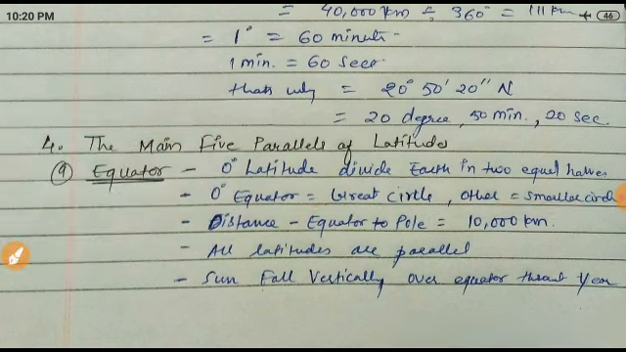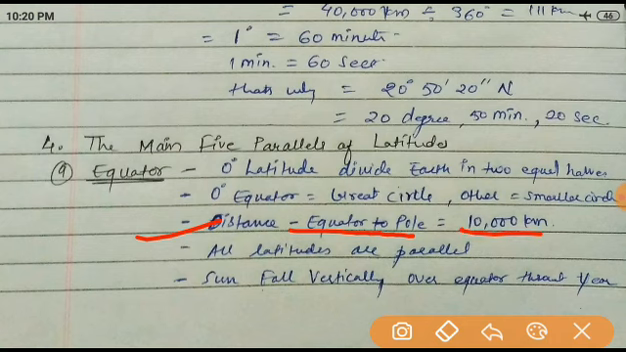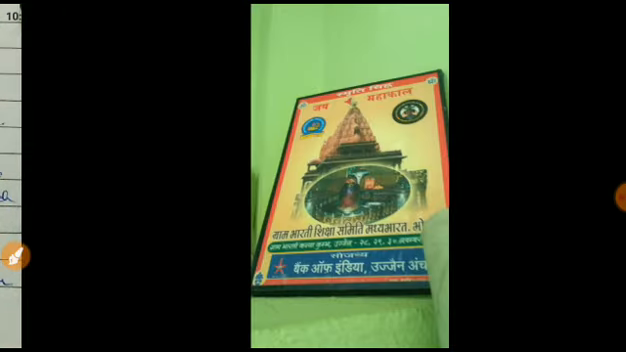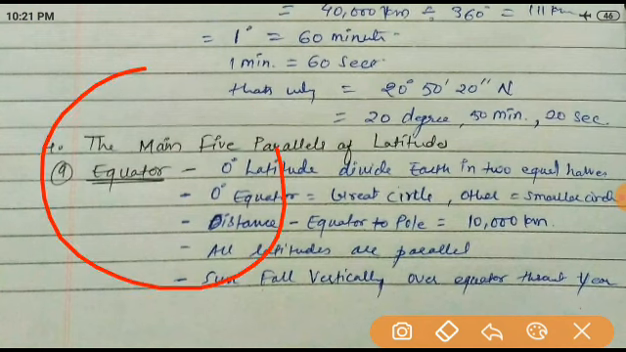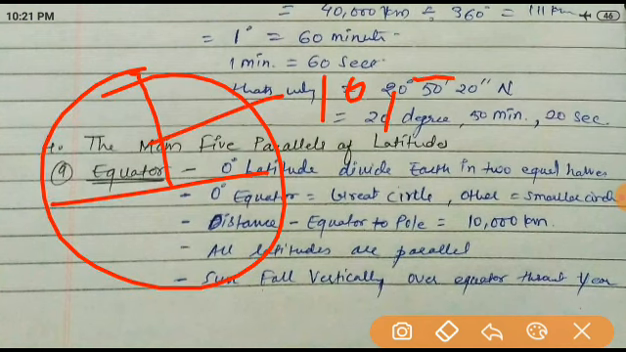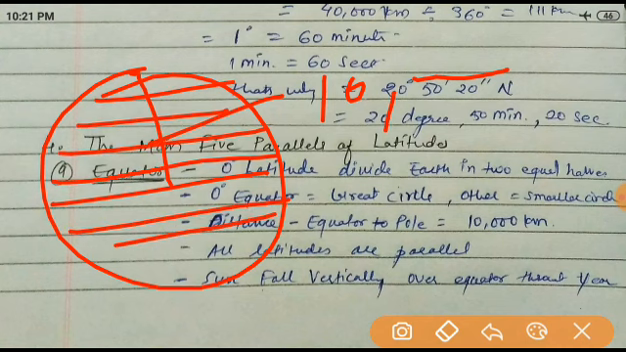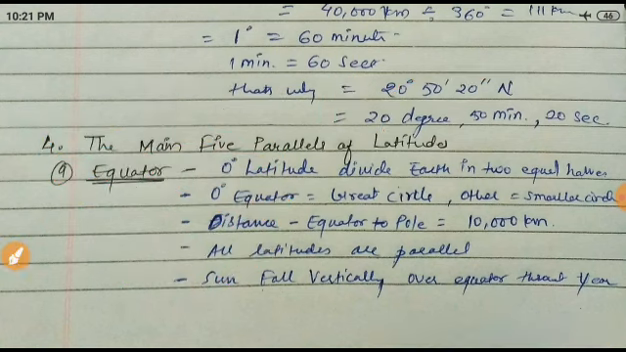The distance from the equator to the pole is about 10,000 kilometers. How? From here to the pole, the distance is about 10,000 kilometers. And these are all equal parallel lines. They do not intersect each other, so they are called parallels. All the latitudes are parallels.